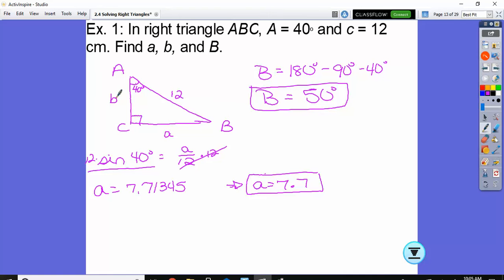So from here, B is adjacent, 12 is hypotenuse, so that would be cosine. So then multiply our 12 over. So you're going to type in 12 times the cosine of 40. You get 9.91925. Two significant digits, you round following rounding rules. So what would that answer be? 9.9.